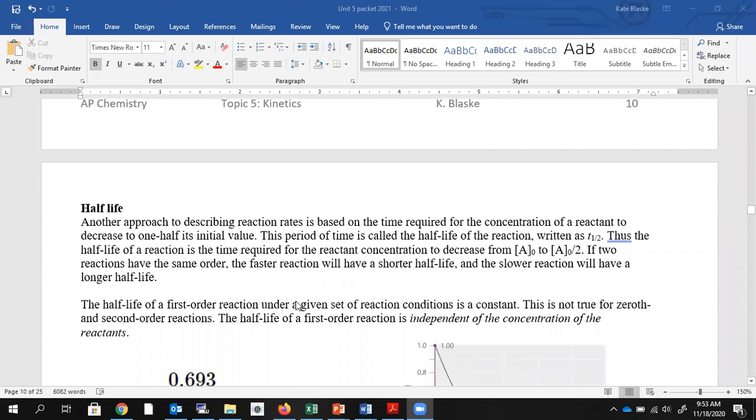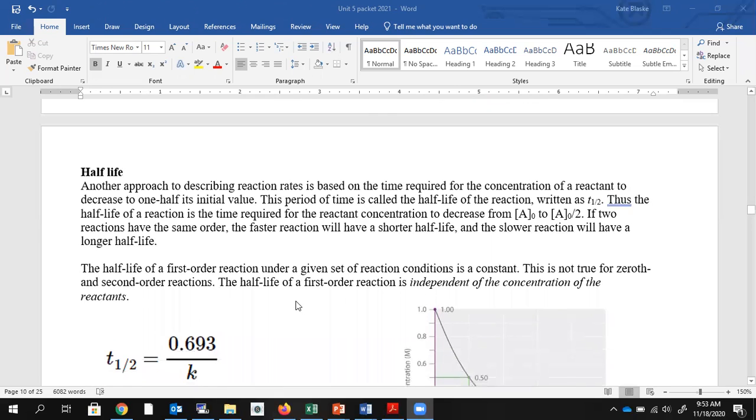One special thing that we can talk about for first order reactions is called half-life. We're only going to be required to know this for a first order reaction. You can do half-lives for zero and second order reactions, but AP only really wants you to be able to do it for first order. So the half-life is a different way of measuring the rate of a reaction.